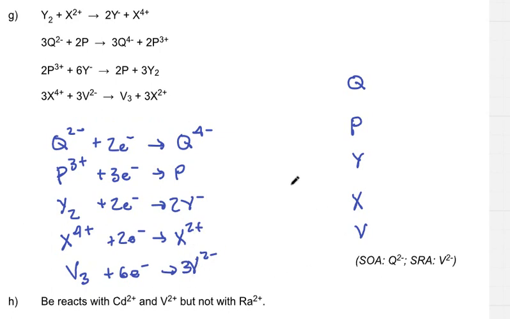And now that we have this done, our strongest oxidizer is just the top left thing, the Q2 minus ion, and our strongest reducer would be the bottom right thing, the V2 minus ion.